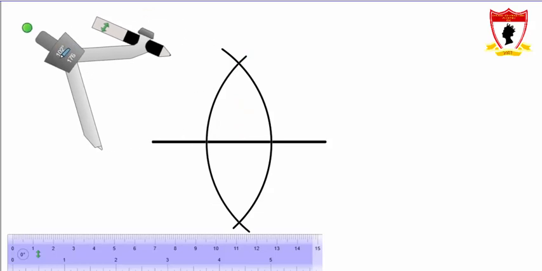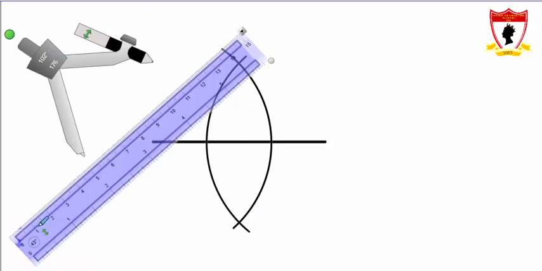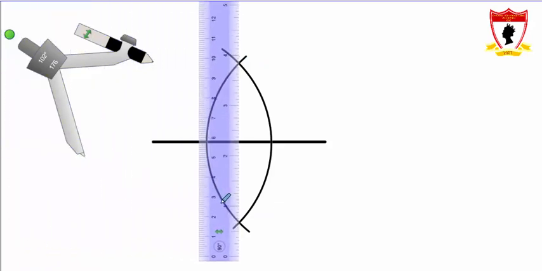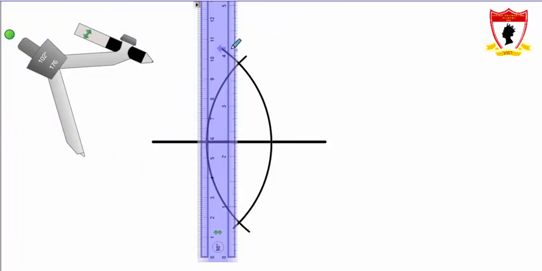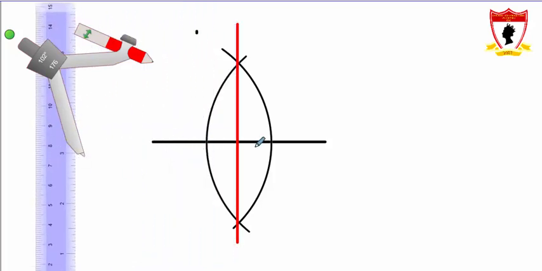By joining these two crosses, we will get a perfect bisection of this line, as you see. Now if we join it, now this red line bisects the first black line into two equal parts using compass and ruler.